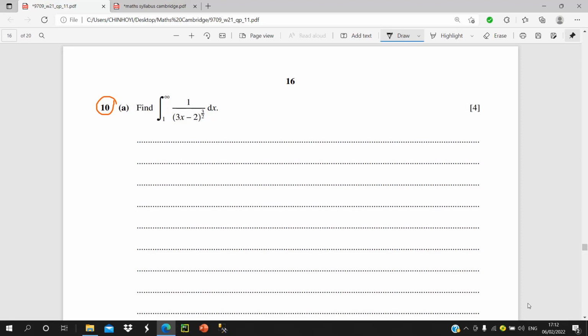So on number 10 here, this one is integration. We are integrating this from 1 up to infinity. We want to find that integral. First of all, we need to write this integral and see the power of the bracket. So let's take the bracket upwards. This is the same as 3x minus 2, then our power will be negative. You know from indices, if you take this power upwards, it will be negative. Minus 3 over 2, then dx.